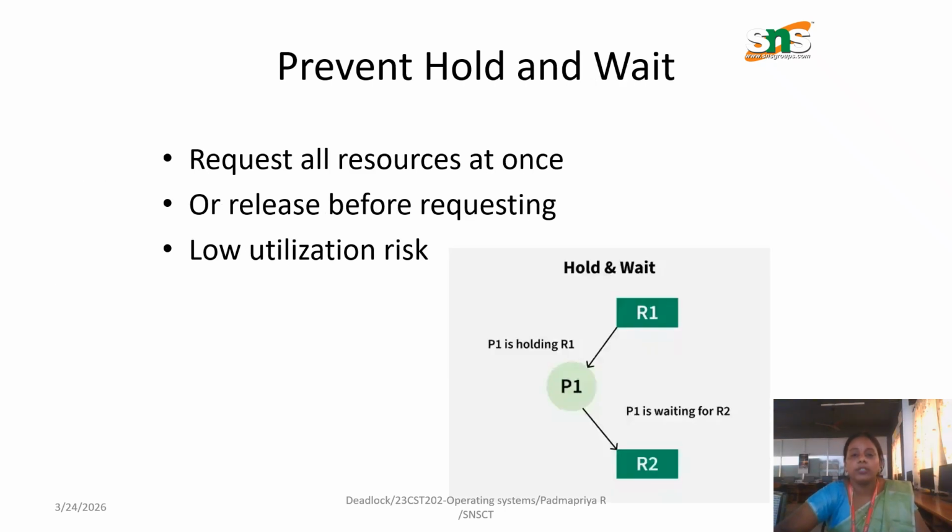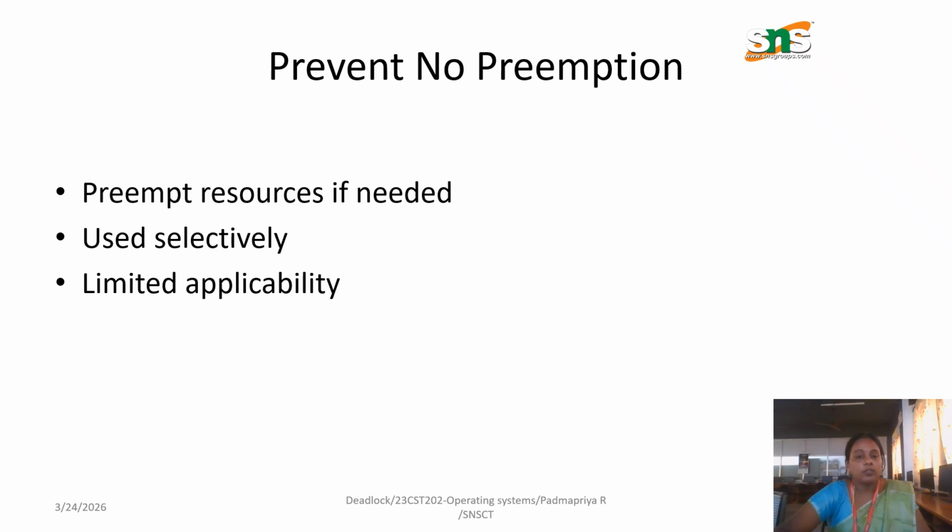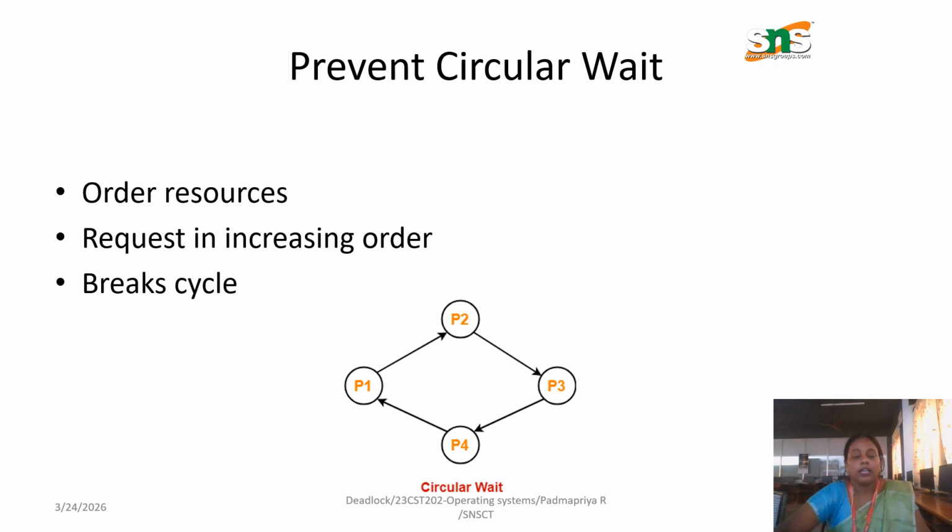And preventing hold and wait: a process can hold a particular resource, and another process needing it should wait until that resource is released by the previous process. So this is requesting all resources at once and releasing before requesting again. This has a low utilization risk. Then there is no preemption when deadlock occurs, and preventing circular wait.